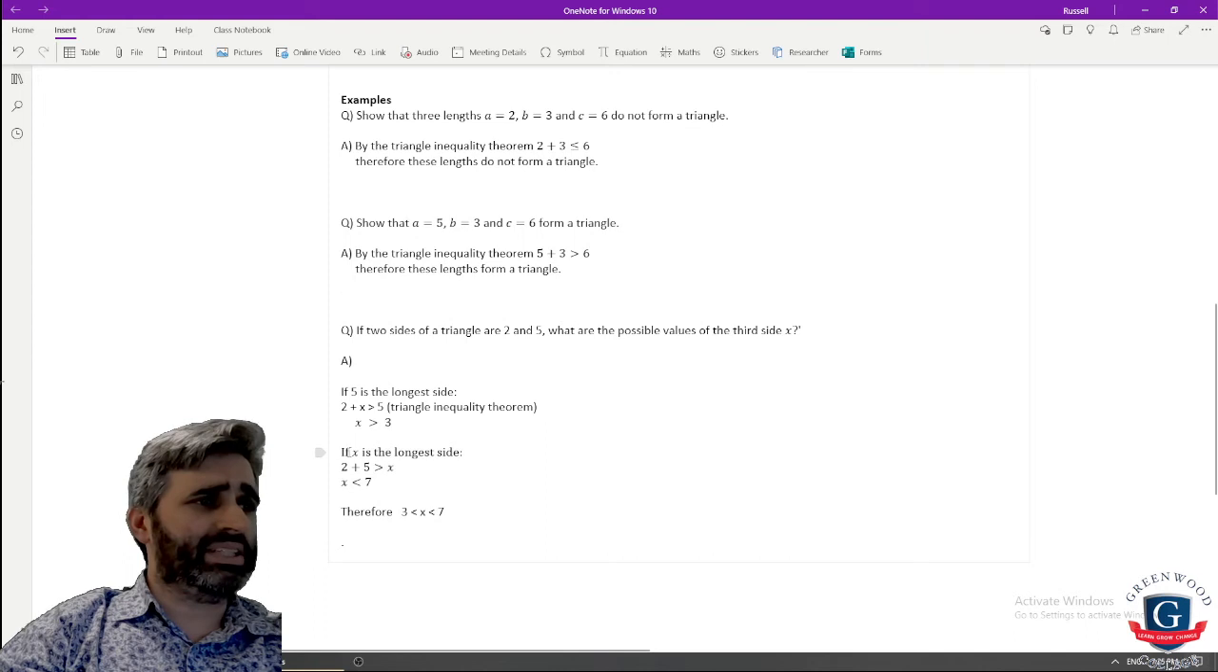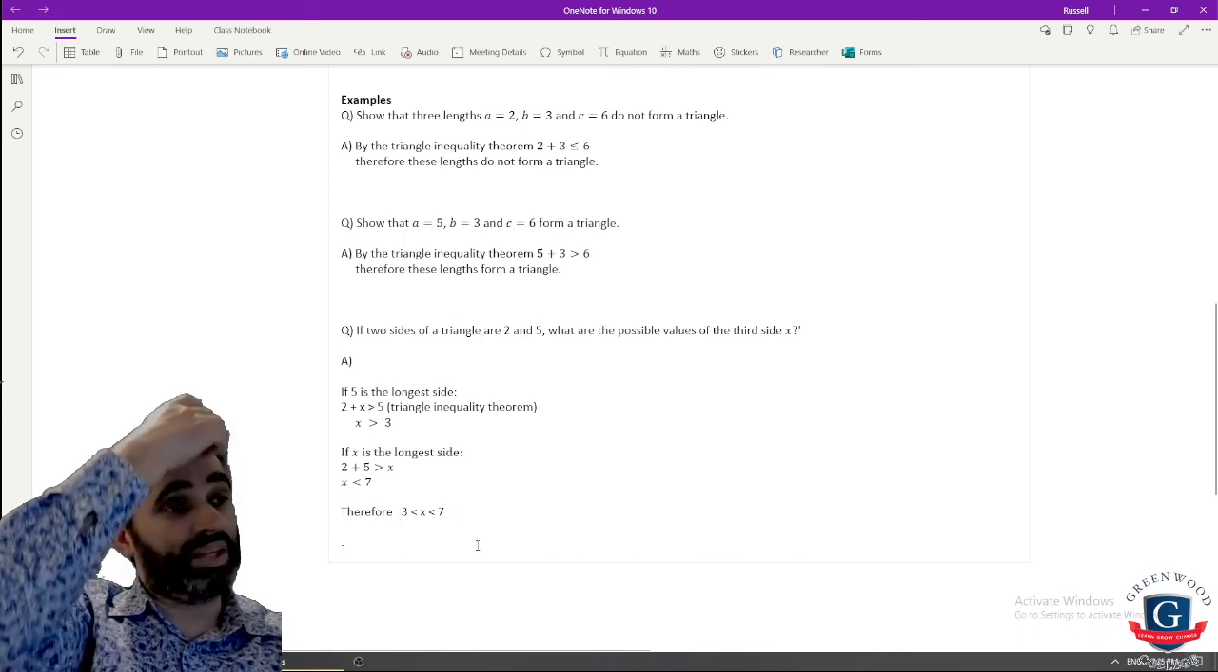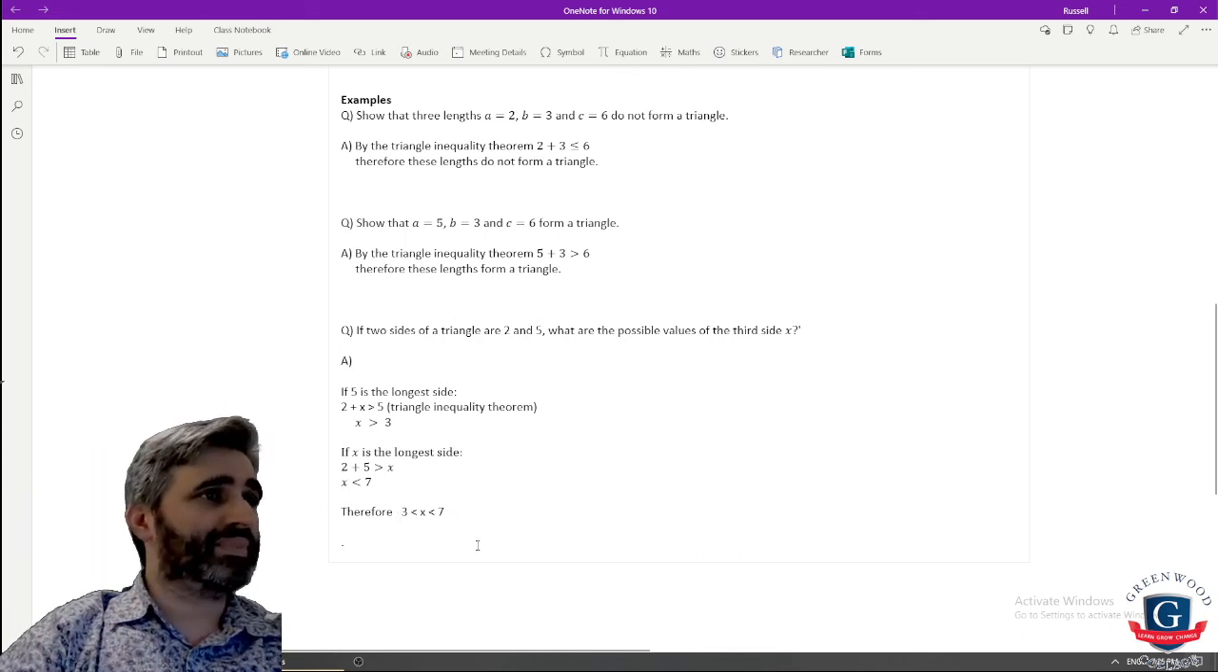The second one is considering if x is the longest side. Well, if x is the longest side, the two shorter sides will be 2 and 5, so that 7 has to always be greater than x, therefore x always has to be less than 7. So the values that will create a triangle would be between 3 and 7, not including 3 and 7 because that would form a straight line.